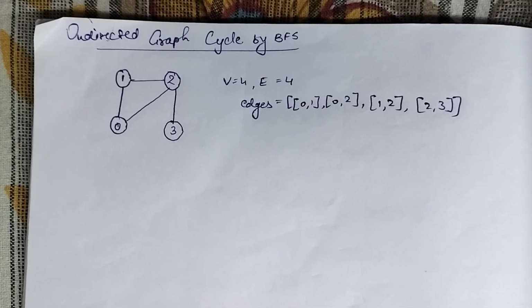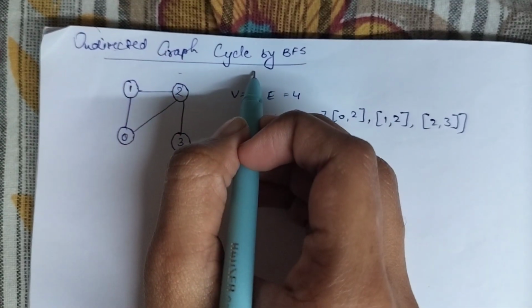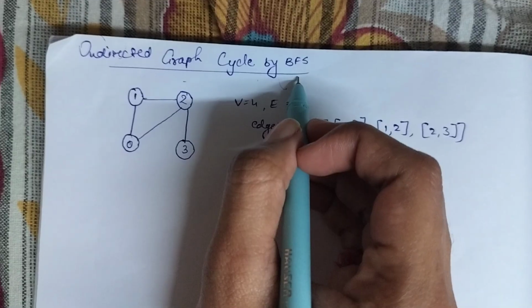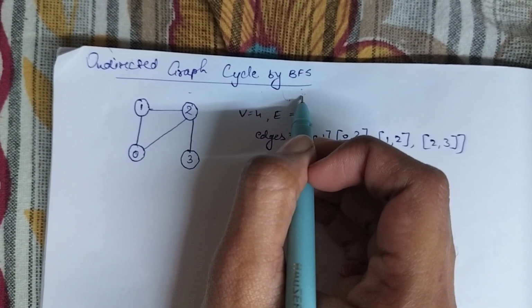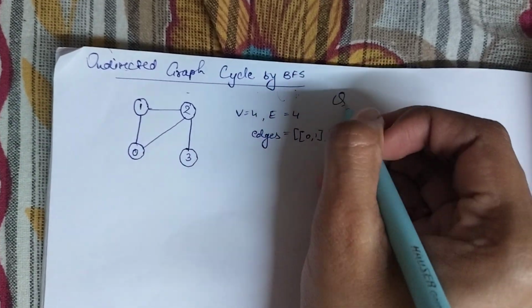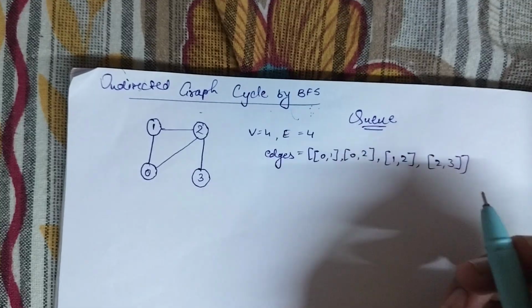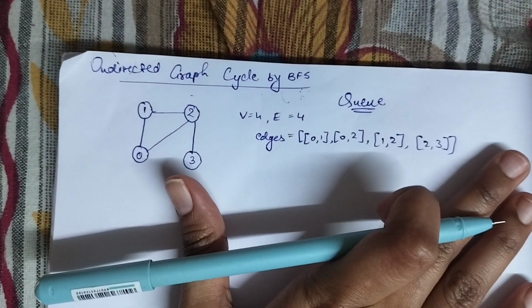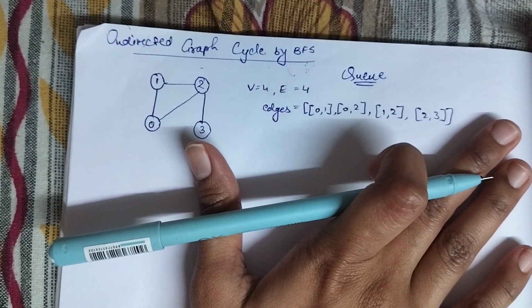Hello everyone. Today we will be discussing undirected graph cycle presence by BFS. Since we know that if we are using BFS, for any traversal or detection of a cycle, we will always be using a queue. This question you can find on GeeksforGeeks. Now I will be solving it in Java. You can solve it in any language, whichever you feel like.